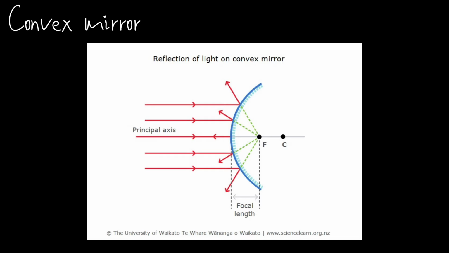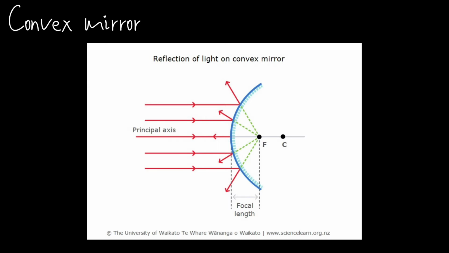Next, we're going to look at convex mirrors and what light looks like when it hits a convex mirror, as well as what a reflected image looks like. This is what it looks like when light hits a convex mirror. A convex mirror is a curved mirror that bulges out, like the outer surface of a basketball. It offers a wider or panoramic view of an image.